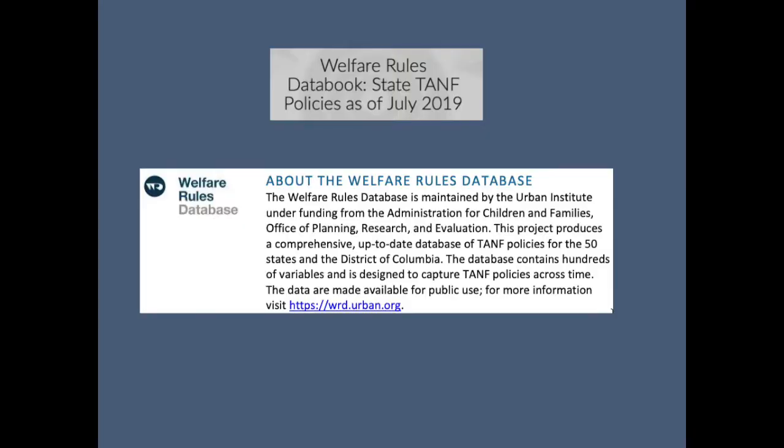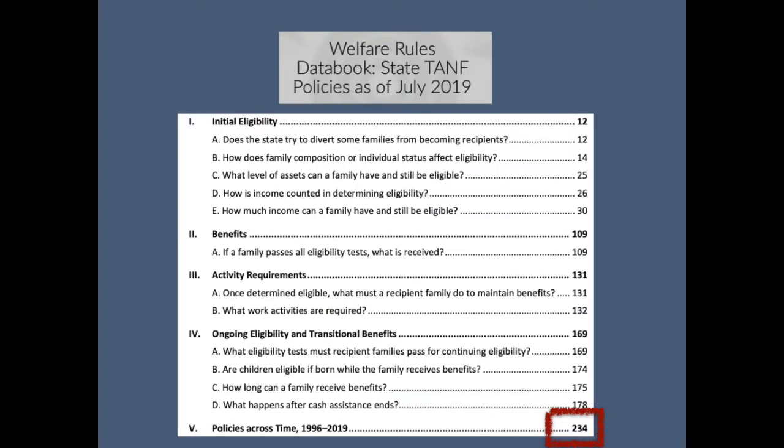even though it's government information and should be, I think, available to taxpayers through sunshine laws, you can go to the Welfare Rules Data Book. It's a state TANF policies book. The most recent one was July of 2019. And this is actually done through funding from the U.S. Department of Health and Human Services. They provide funding to create this welfare rules database. And part of that is this actual document on welfare rules from state to state.